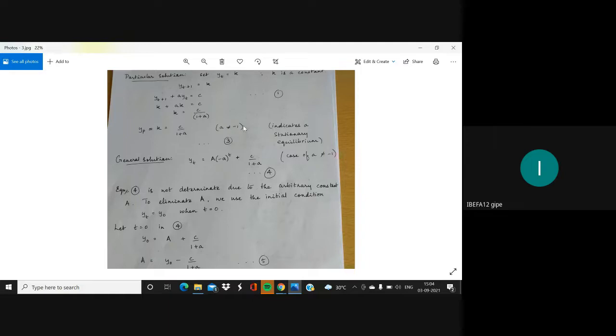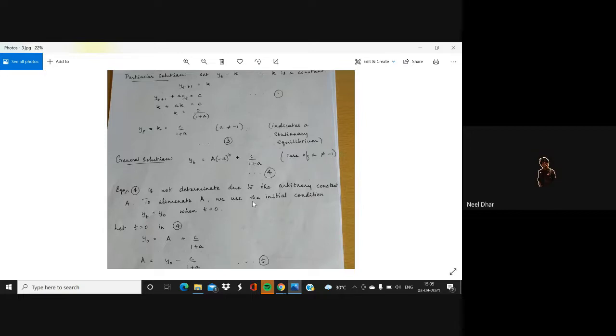Now here we are assuming that a is not equal to minus 1, because if a is equal to minus 1, the solution will not be defined. So this gives us a particular solution. If you notice, in both cases we are making certain assumptions about the value that y_t takes at time t and t plus 1, and then we are proceeding. So this gives us a general solution, which will be the sum of the particular solution and the complementary function. This is the complementary function, this is the particular solution, and this is for the case where a is not equal to minus 1.